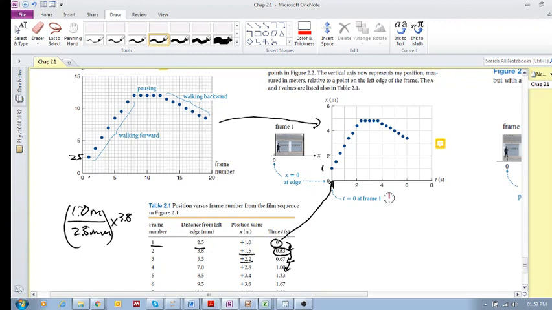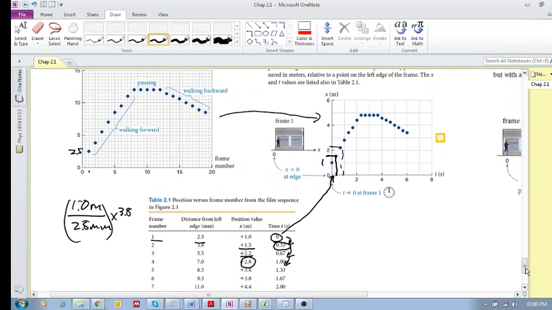And where is the man at 0.33 seconds? He is at 1.5. There's 1.5 there. And then at 0.66, he's at 2.2, right? And then at 1 second, he's at 2.8. Okay, so that is pretty straightforward. And that is basically all that I'd like to cover in this video, just to see how the graph was drawn from this data.